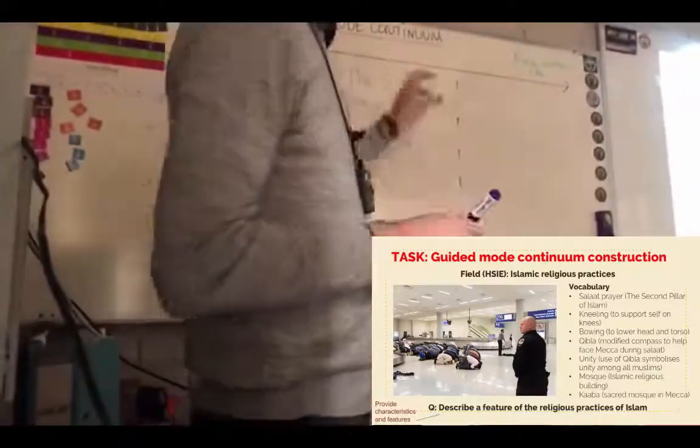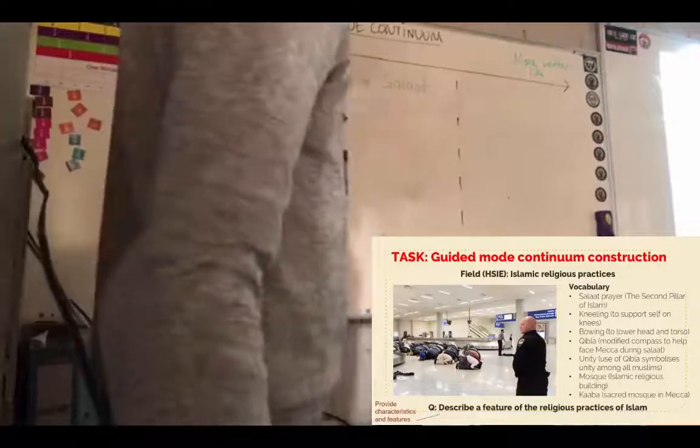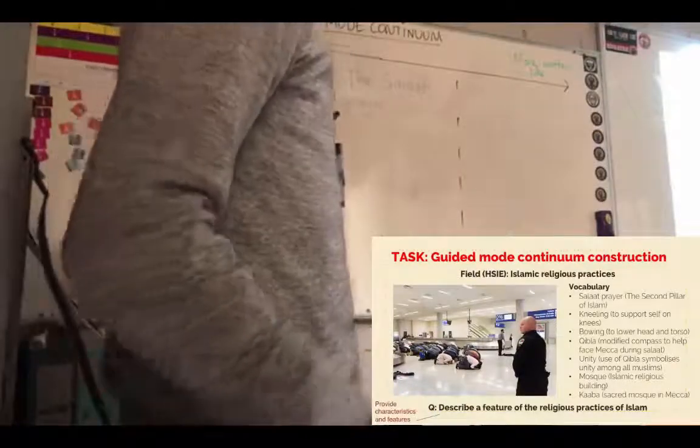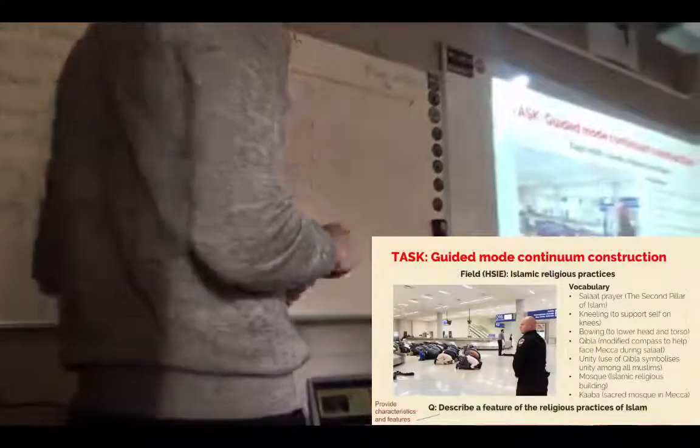Did anyone actually start their sentence like this? Okay, what did you say? The Salat prayer in the Islamic religion involves several conditions that are followed by a group. Wow. Okay.